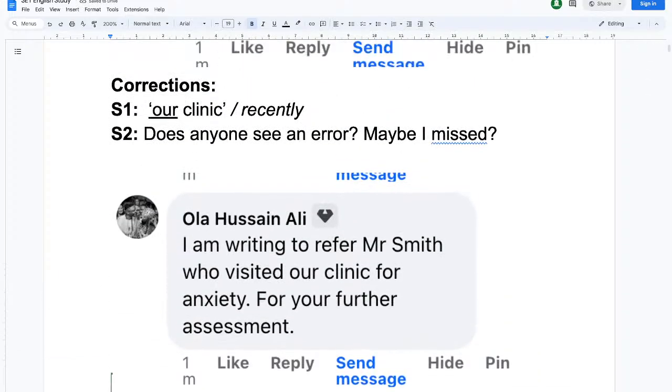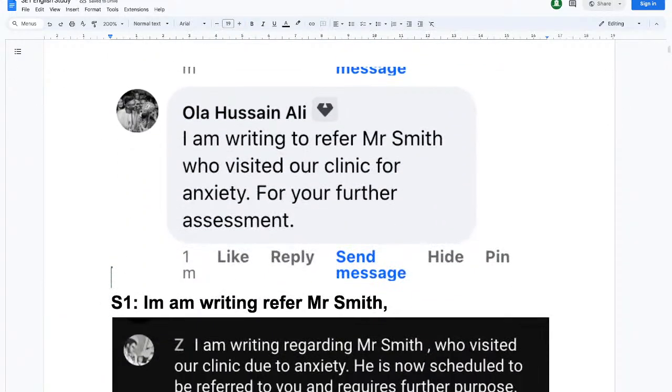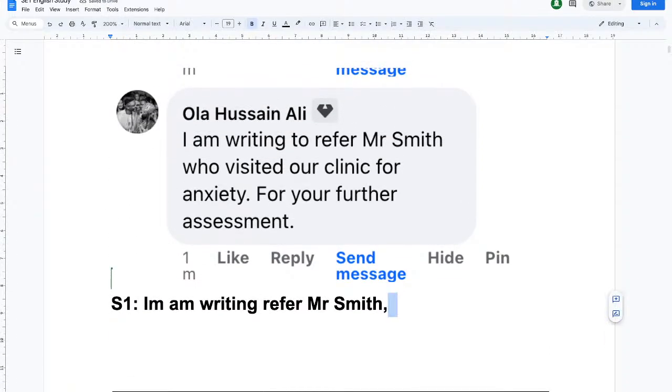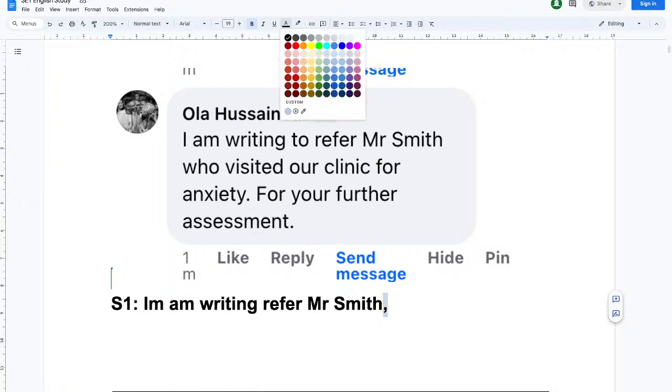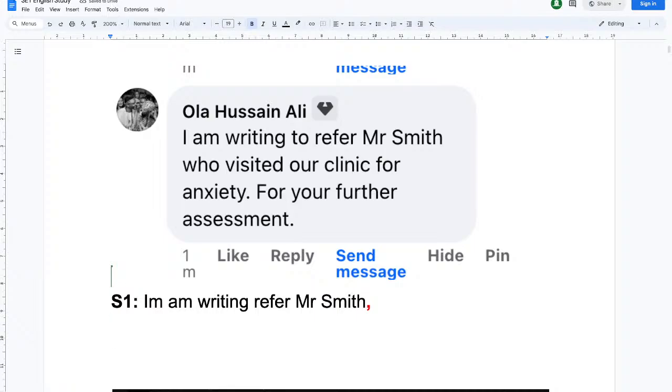Sorry again, sometimes it's difficult for me to move the screen around, so one second. Oops. So Ola, don't forget the comma here. It's actually really, really important. All right? This is what we call a non-defining relative clause. Okay? All right, sentence 2.